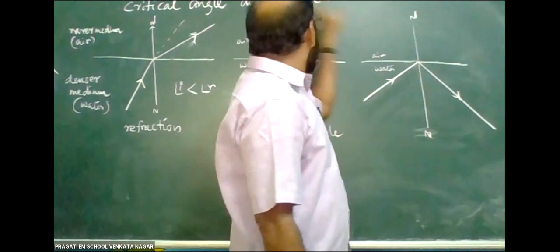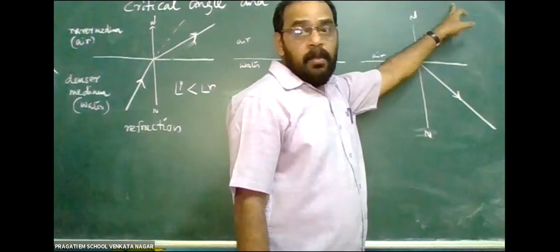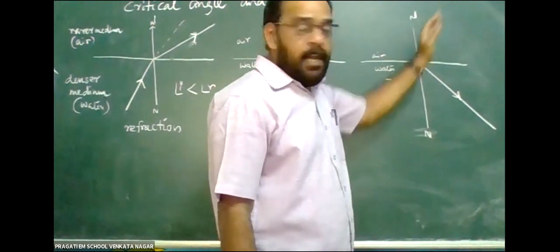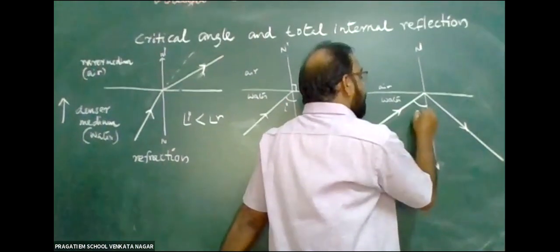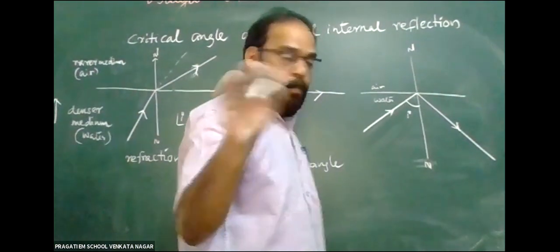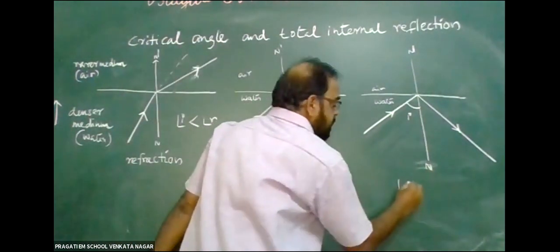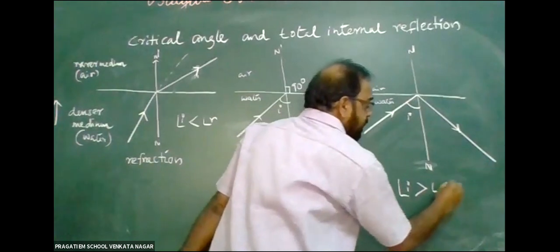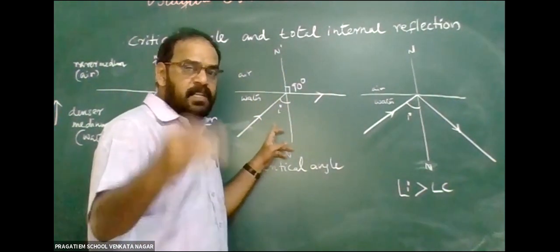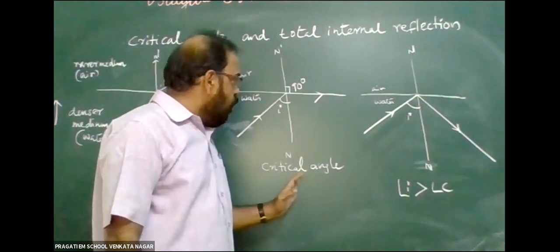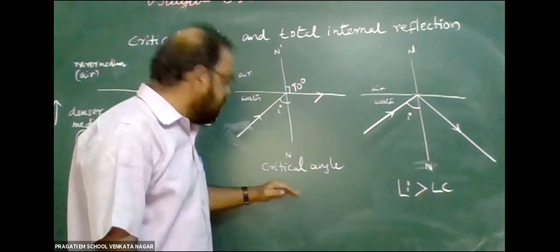This is called total internal reflection. So what is total internal reflection? It is possible only when the angle of incidence is more than the critical angle. Critical angle, what is the critical angle definition, I will give you. I did not write it on the board. First you draw the diagram. After that I will give you the definition, but I already told you what critical angle is.